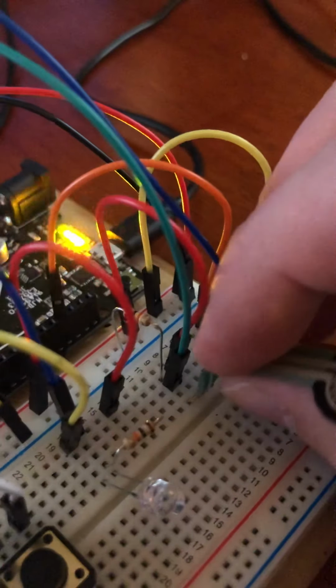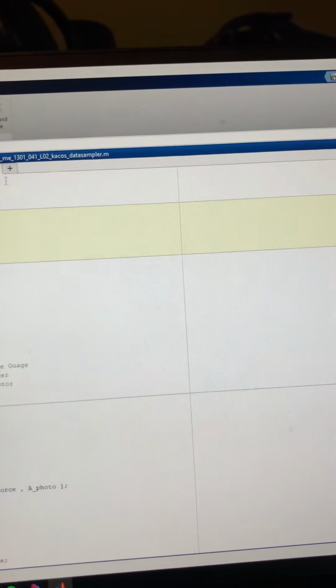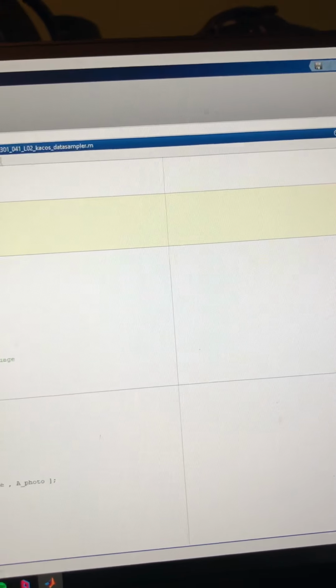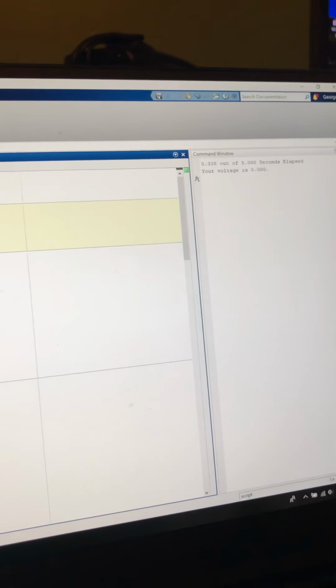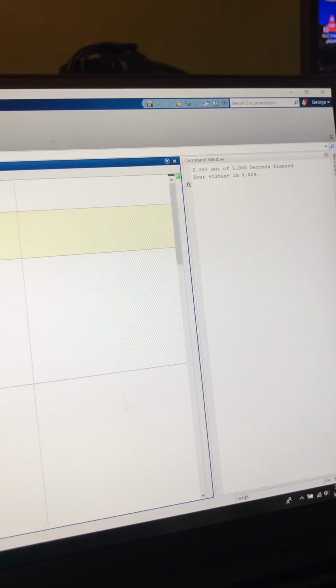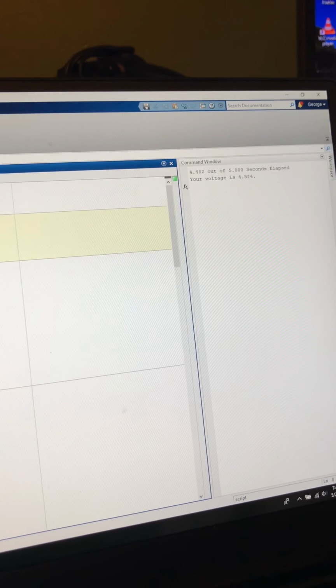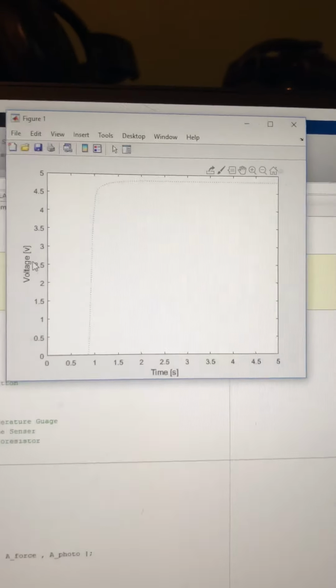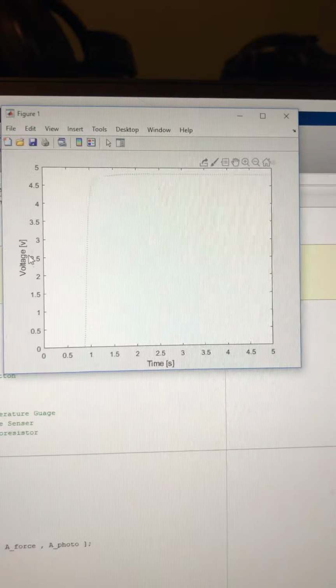Apologies. Goes back in there, get back in there. All right. And then now I can start it again. I'll give it a squeeze. You can see we are up there.